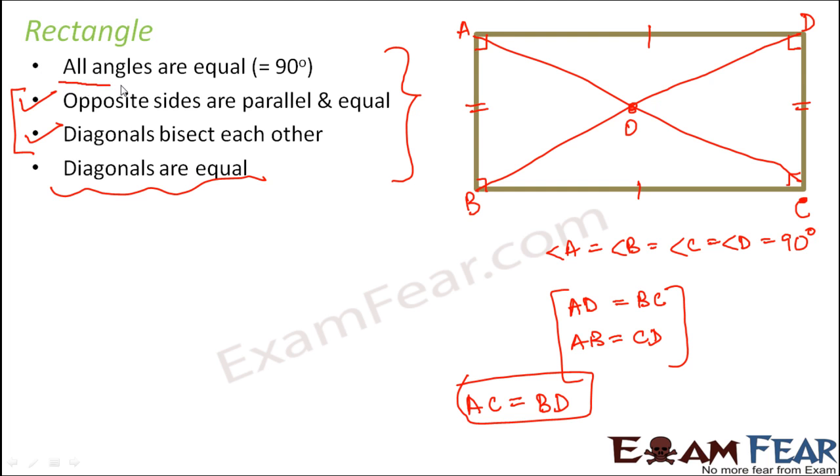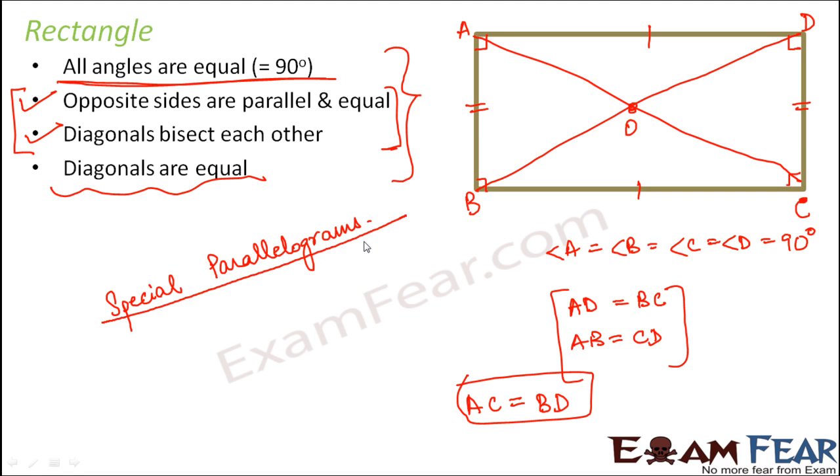The first property is that all angles are equal. This is a special property of a rectangle. There was no such requirement in the case of a parallelogram. So we can say that a rectangle is a special type of parallelogram, because a rectangle satisfies all the criteria to become a parallelogram. But a parallelogram doesn't satisfy all the criteria to become a rectangle. Therefore, a rectangle is a special type of parallelogram. So all rectangles are parallelograms, but all parallelograms are not rectangles.